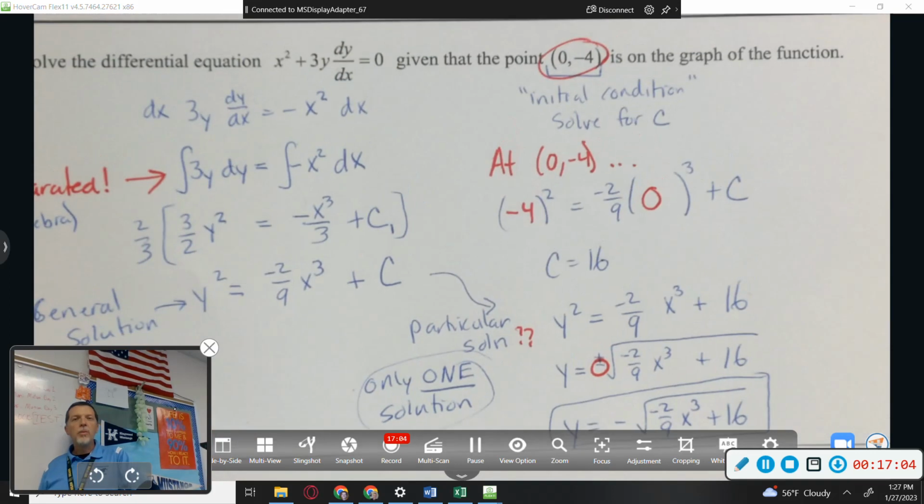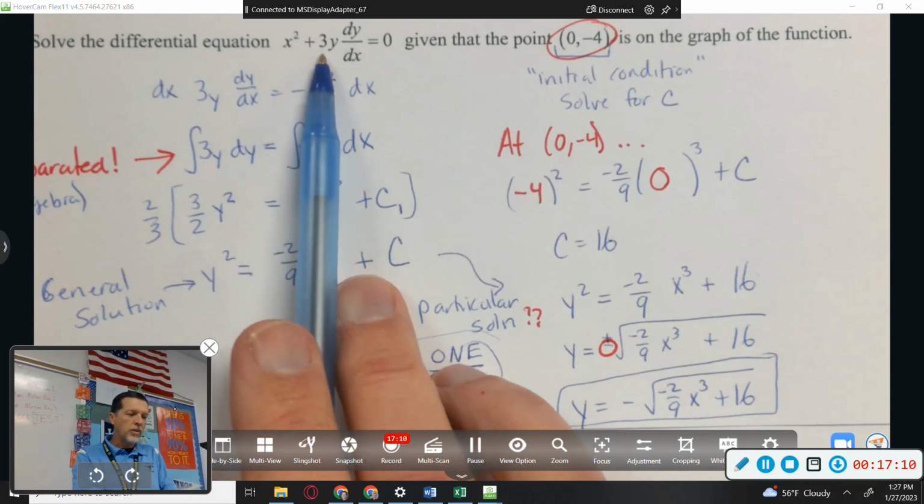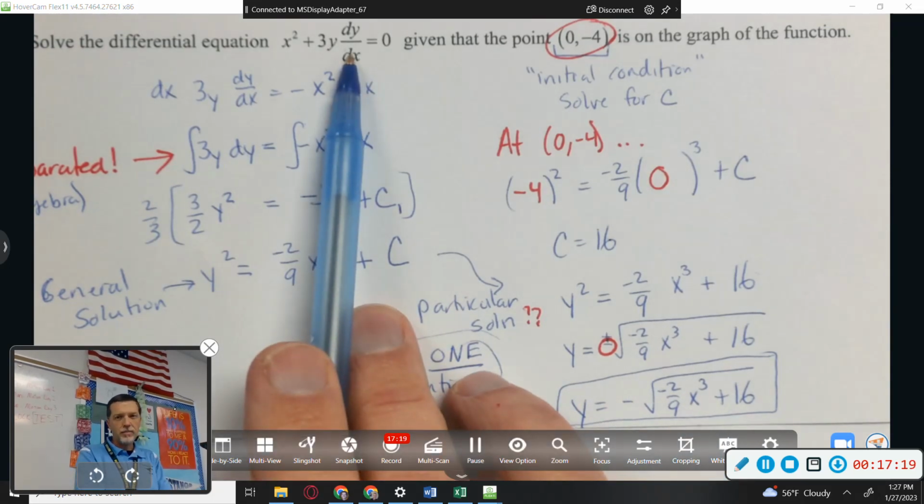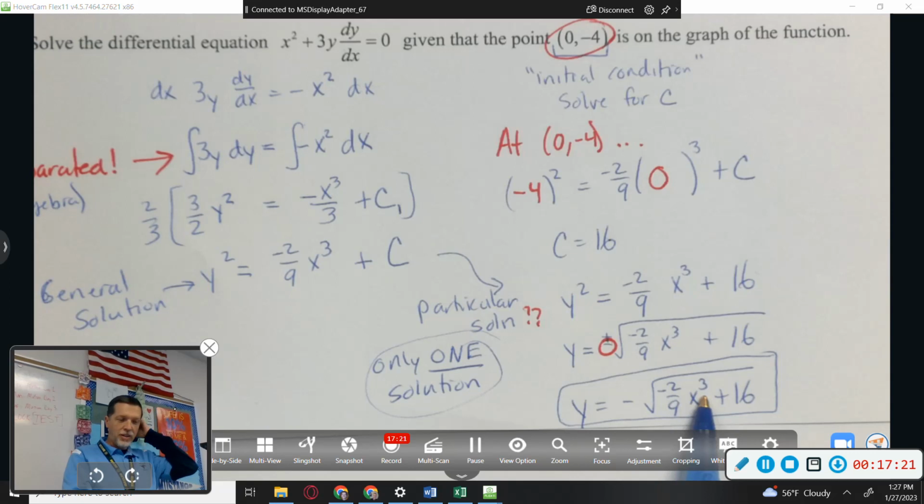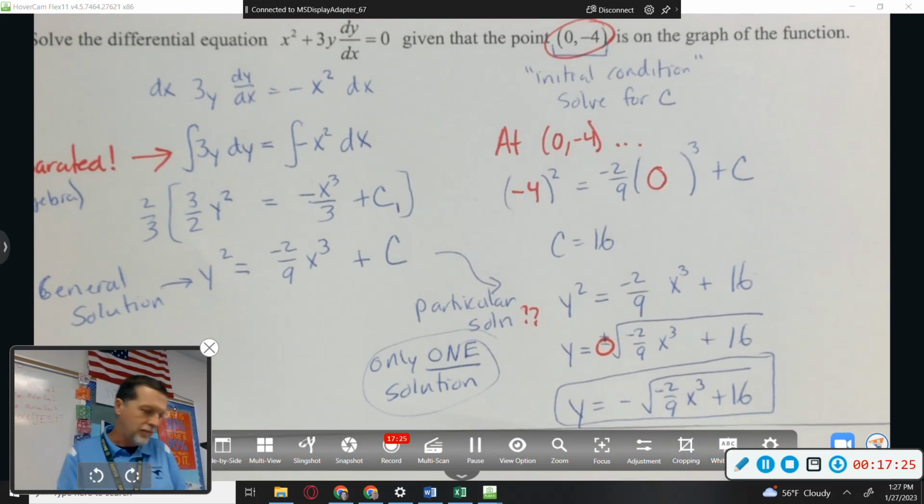By the way, if we wanted to check that answer, you just plug it into the original: x squared plus 3 times y, so here's y. Plug all that in for y. You'd also have to take the derivative of this to plug that in for dy/dx. I assume you get 0. It would take almost as long to check it as it did to work it, so we're not going to check it, but you could if you wanted to.